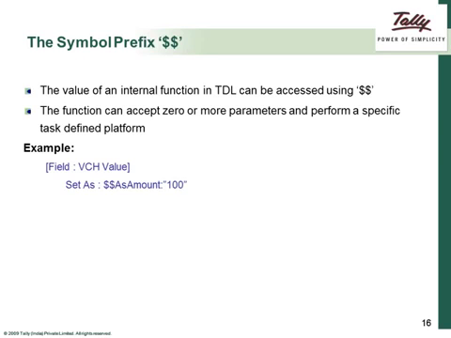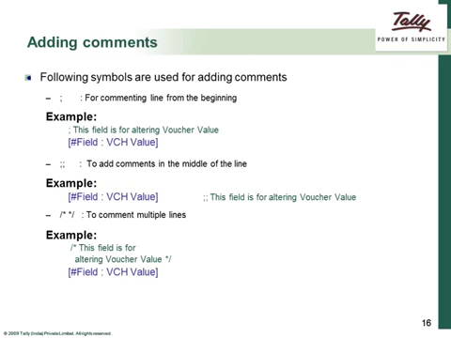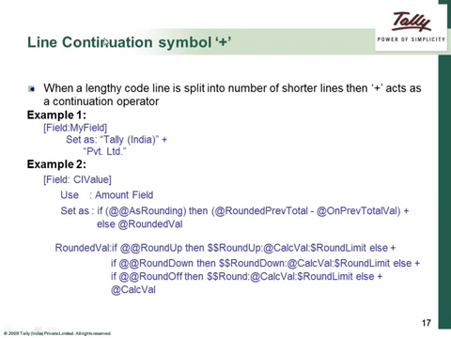Then we have the general symbols. For comments, we have single semicolon, double semicolon, and slash asterisk asterisk slash for multi-line commenting. Then we have the plus symbol. Again, it's a multi-purpose symbol. It is used for line continuation, where the line can break here.